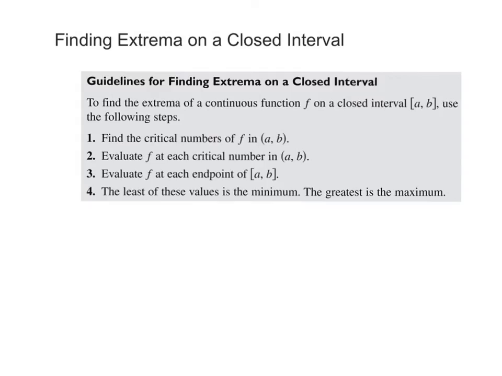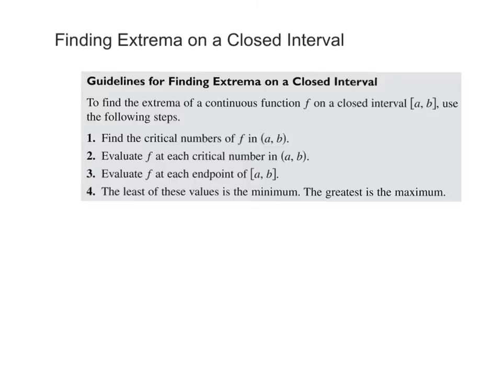Here's some quick guidelines. You don't need to jot these down. These are just the guidelines we're going to go through when actually going through an example. We're going to find the critical numbers first, evaluate f at each one of these, evaluate the endpoints just to see if they potentially could be higher or lower, and then pick out which one's the minimum and which one's the maximum.